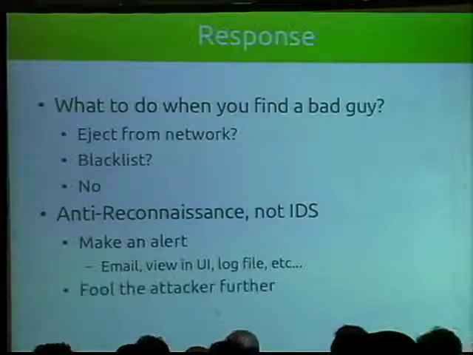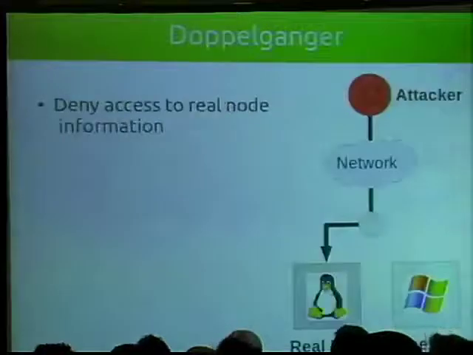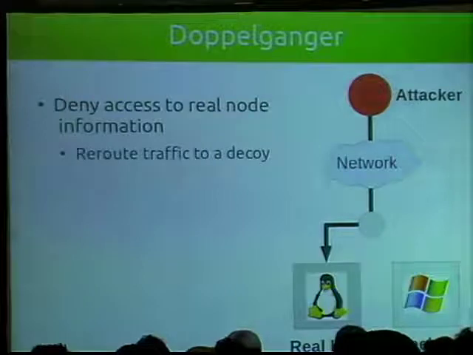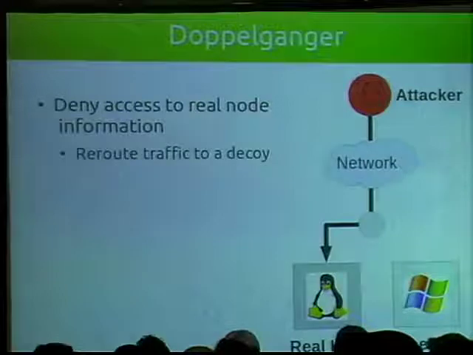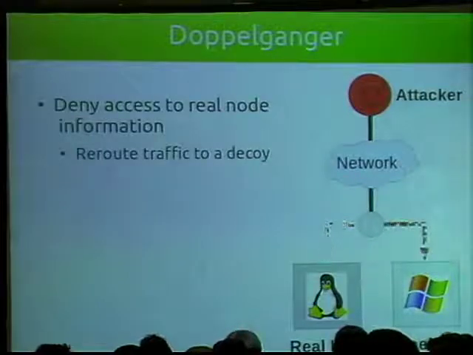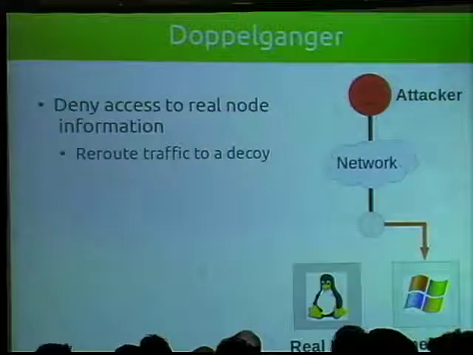But we also want to fool the attacker further. So we're going to use something which I call the Doppelganger, which is a way of denying access to real nodes. When you find somebody that's an attacker, you've determined that he's hostile according to the system. What you're going to do is reroute any traffic from him only that was going to go to a real host out to one of these fake nodes. So you have a new node that you made specifically that's called a Doppelganger. That's one of these fake machines, right? And you're going to move him over to this fake machine.